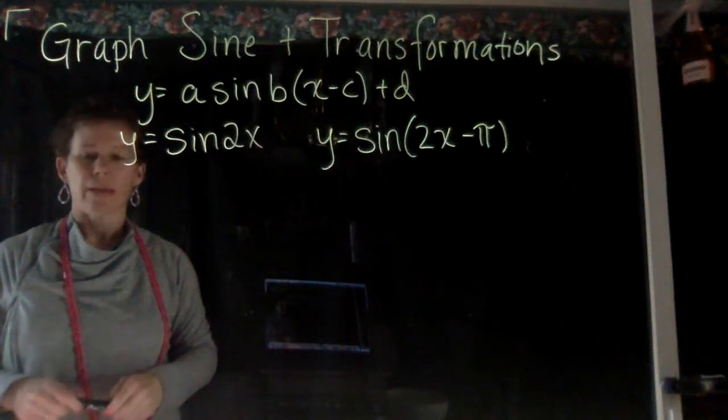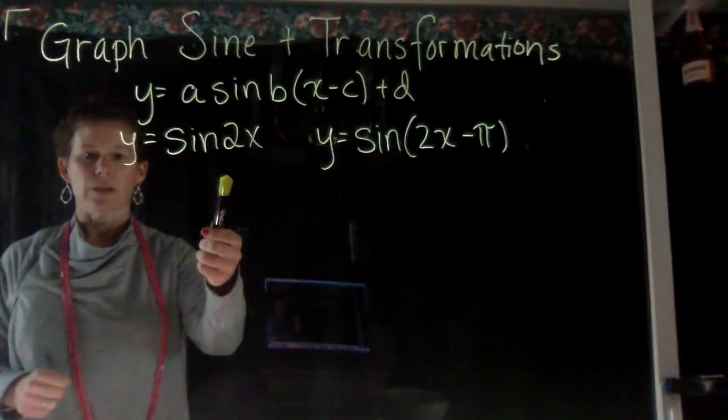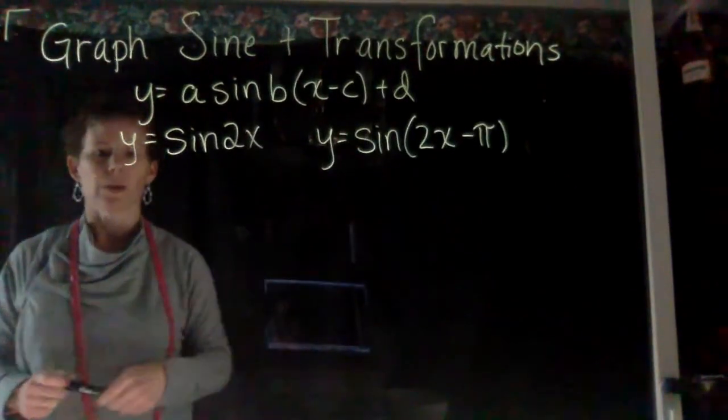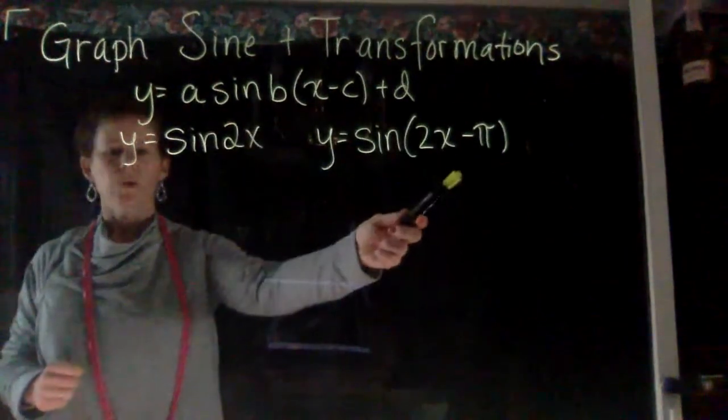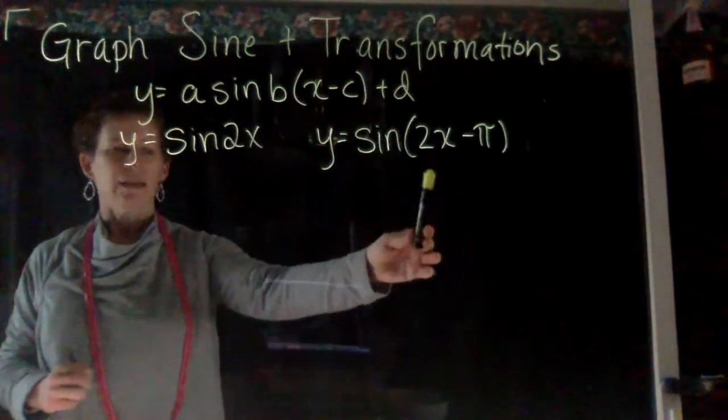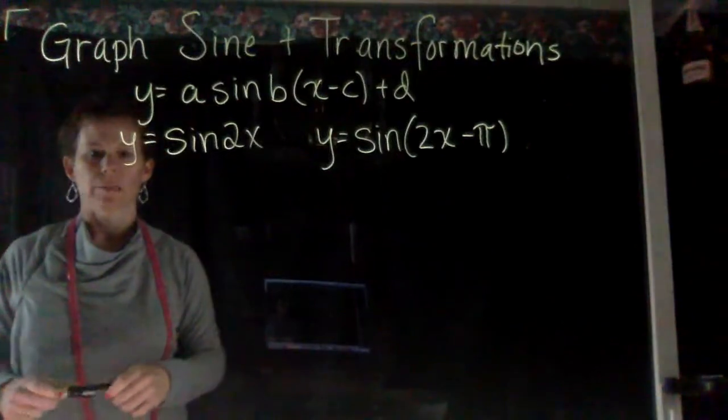There's 2 things that are happening here. b in this equation is 2, b in this equation is 2. They are going to have the same period once we figure it out. Don't look at this one too quickly and think about your c value being pi, and it's not going to shift to the right just pi.